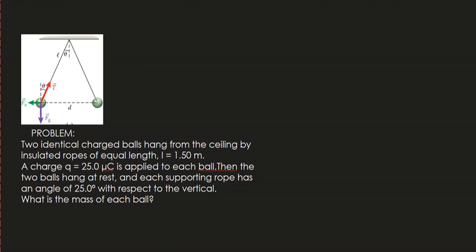Okay, another problem: you have two identical charged balls hanging from the ceiling by insulated ropes of equal length L equal to 1.5 meters. A charge Q equal to 25 microcoulomb is applied to each ball. So may charge ka diri nga gina-apply sa sining mga balls. Then two balls hang at rest, and each supporting rope has an angle of 25 degrees with respect to the vertical, theta. What is the mass of each ball? So take note, ang ginapamangkot diri is mass.